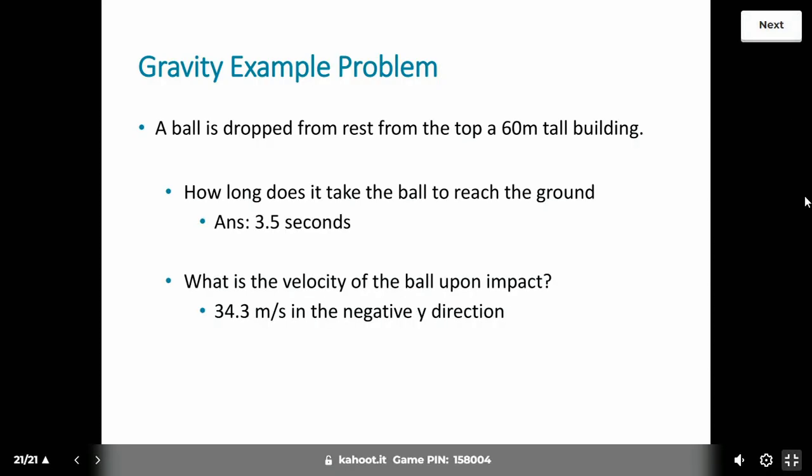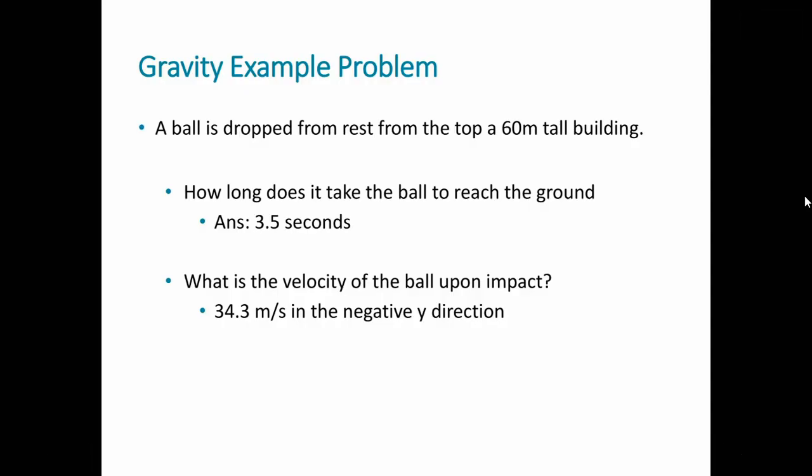So the square root of 60 divided by 4.9 is 3.5 seconds. And then if you take negative 9.8 times 3.5, you'll get negative 34.3 meters per second. So you can say 34.3 in the negative y direction, or you could put a negative sign on your velocity.